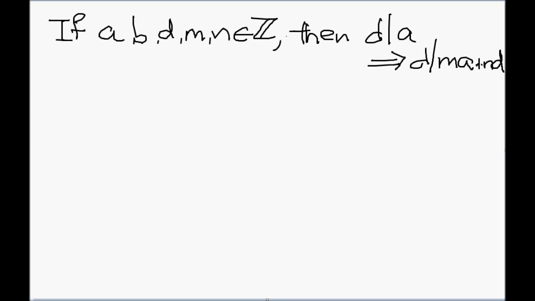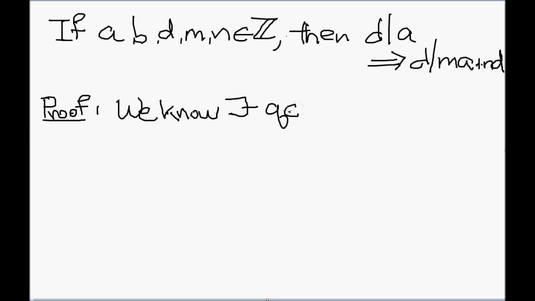Okay, so let's think of the proof of this. So proof. We know by assumption there is an integer q so that a is equal to d times q. That's just the definition of what it means to be divisible.